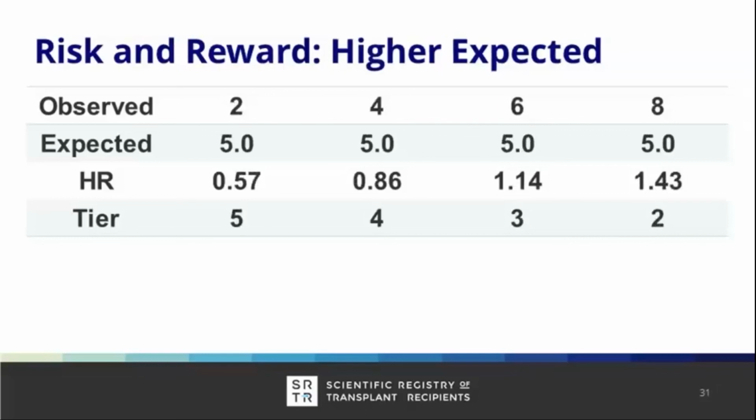In contrast, if you have a higher expected, in this case 5.0, so this is a fairly big program, you can see that not only can you get to tier 5 if you have notably better than expected outcomes, but a little bit of bad luck, say 1 extra graft failure, doesn't dramatically affect where your evaluation ends up. Because we're looking here at observed of 2 and then 4 and then 6 and then 8. It takes a lot more graft failures to move the evaluation because there's so much more information about a larger program.